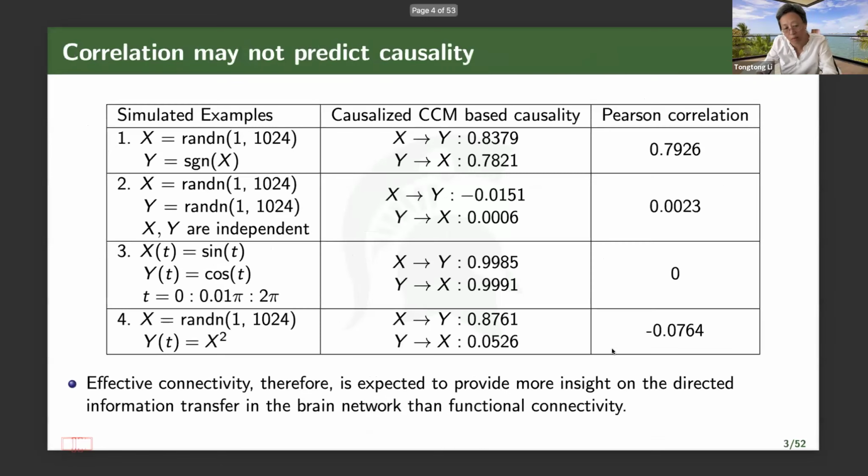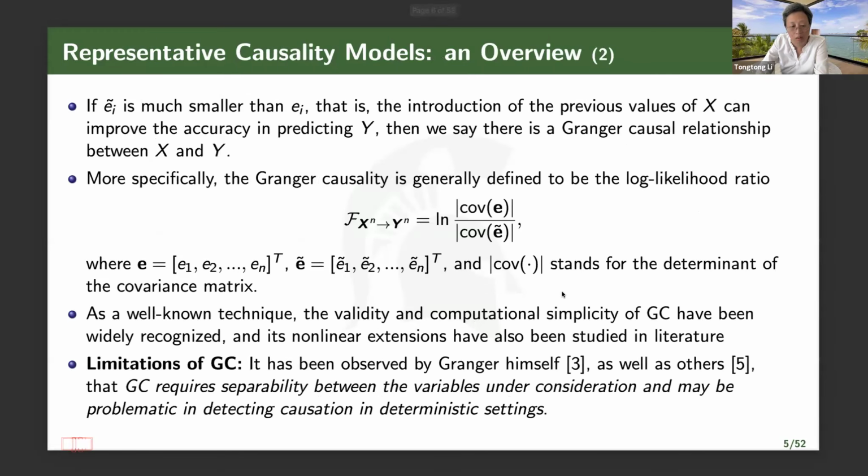One typical example is sine and cosine. They are orthogonal, so the Pearson correlation is 0, but there is a bidirectional causality between them. That's very high. Okay, so the limitation of Granger causality is also well known.